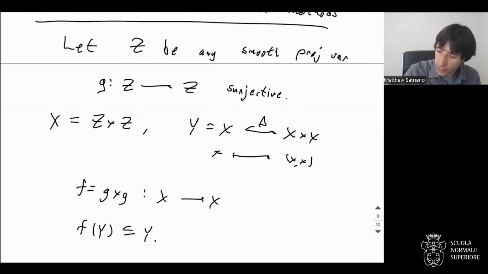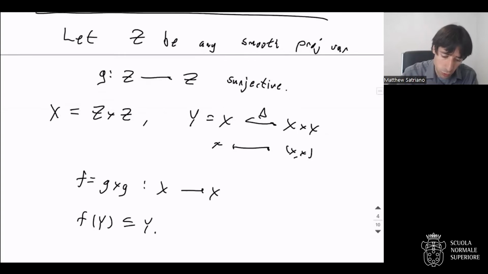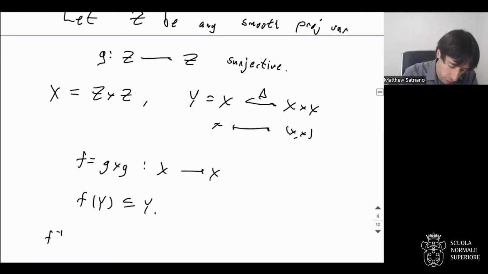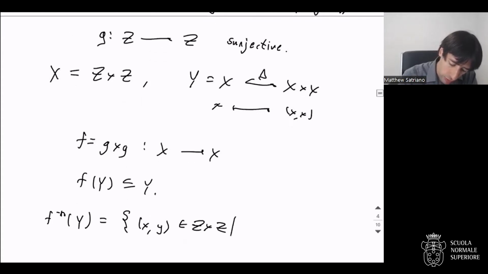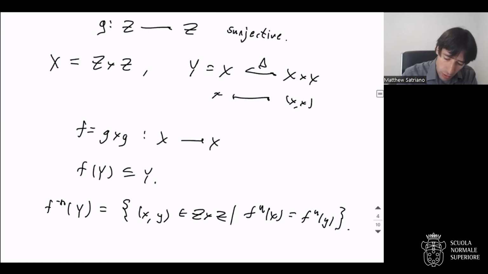But here the pre-images question kind of has a nice form. If you look at what's f inverse of Y, or f to the negative n of Y, well, this is just asking what are the points (x, y) which are in Z cross Z such that f to the n of x is f to the n of y. And so the preimages question takes the form of a kind of dynamical cancellation.